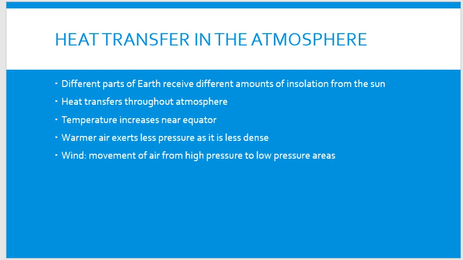Okay, so now we'll talk about how heat transfers in the atmosphere before we talk about the hydrosphere. So different parts of the Earth receive different amounts of insolation from the sun, so the heat transfers throughout the atmosphere. So the temperature will increase near the equator, so it's a lot hotter there. And we know that warmer air exerts less pressure because it's less dense, like I talked about with convection. And then the last thing is talking about wind. So this is just the movement of air from a high pressure to a low pressure area.